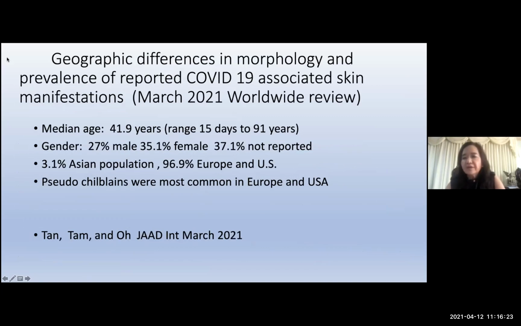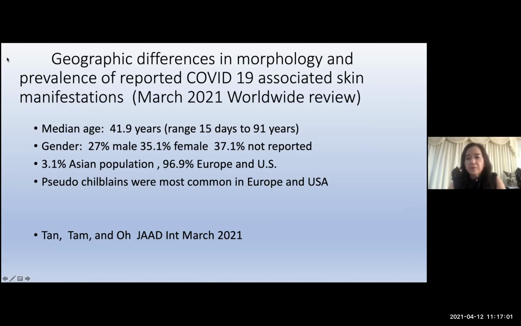What are the geographical differences in morphology and the prevalence of reported COVID-19 associated skin manifestations? There was a worldwide review done, and they found that the median age for skin manifestations was 41.9 years, with a range of 15 days old to 91 years old. We have more females being affected than males: 35% for females and 27% for males, and 37% was not reported.